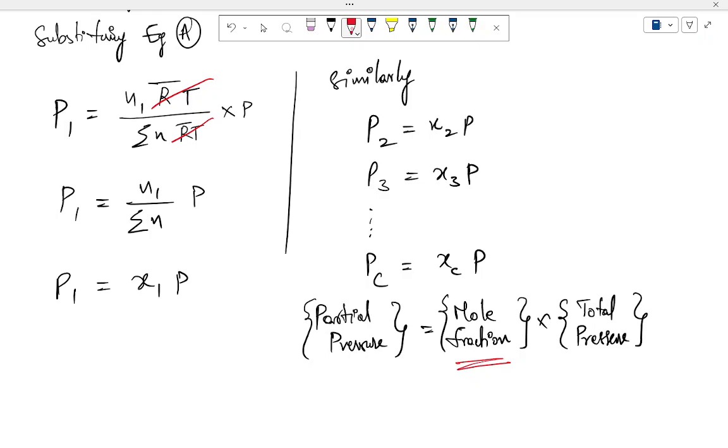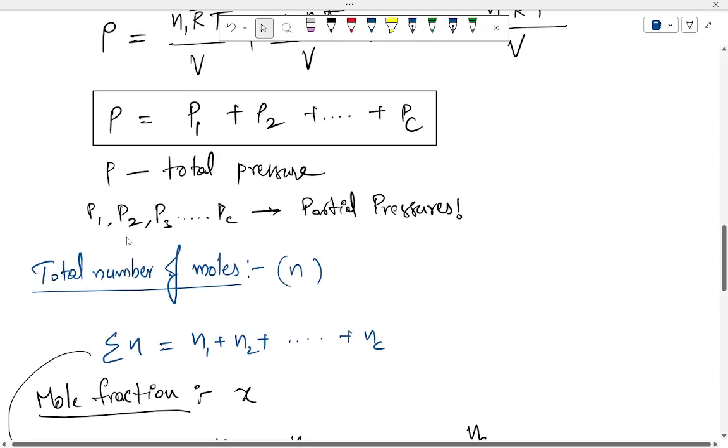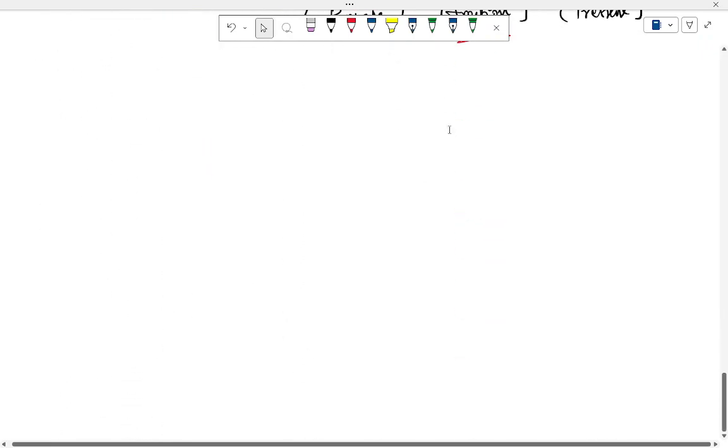Moving on, so far we have seen this partial pressure concept only in terms of N, that is the number of moles. Now in place of N we will try to put M and see how this works out. How Dalton's law of partial pressures will be useful to you here in terms of M, that also we will try to see now.